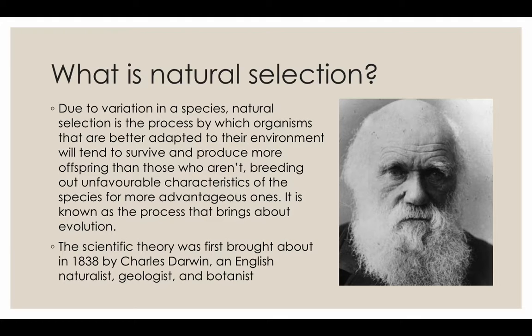Natural selection is the process by which organisms that are better adapted to their environment will tend to survive and produce more offspring than those who aren't. This is due to variation in the species' DNA, which allows more advantageous traits to survive, while the unfavorable characteristics are bred out. Today, natural selection is accepted as the reason for evolution. This theory was discovered in 1838 by the man in this photo, Charles Darwin, which he explained in his book The Origin of Species.